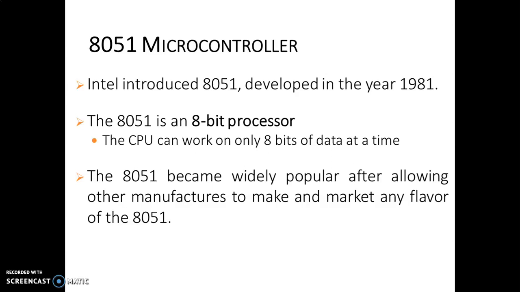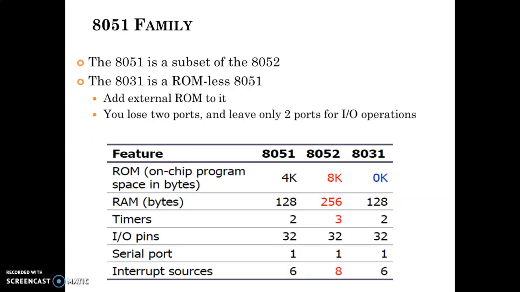The 8051 microcontroller was introduced by Intel and developed in the year 1981. The 8051 is an 8-bit processor; the CPU can work on only 8 bits of data at a time. The 8051 became widely popular after Intel allowed other manufacturers to make and market any flavor of the 8051. The 8051 family: the 8051 is a subset of the 8052.